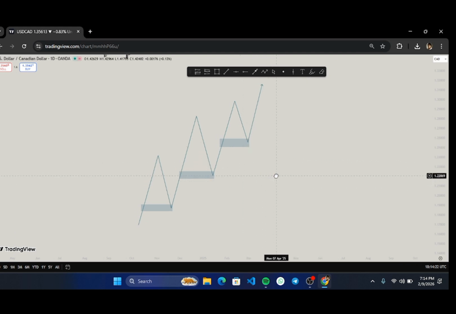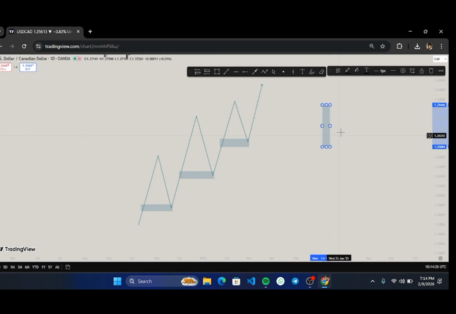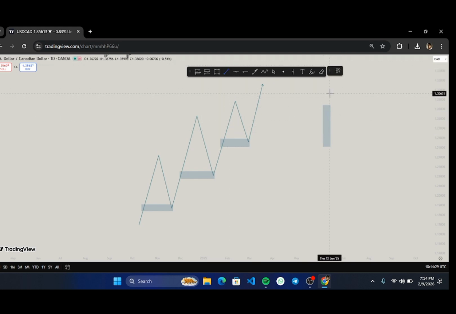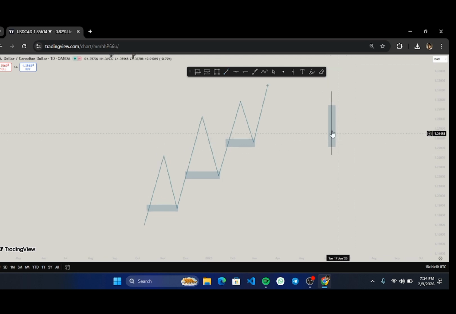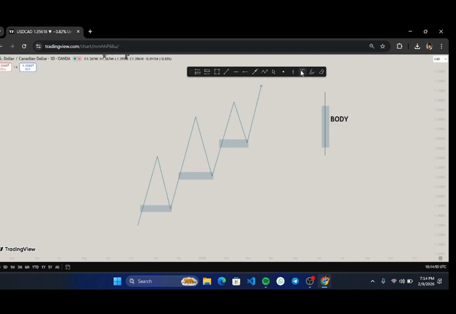Now, before you identify a supply and demand zone, there's something called a candle body and the candle wick. I'm going to be showing you that. The market creates a body and the wick, which means this part here is the body of the candle, and this other part is the candle wick.